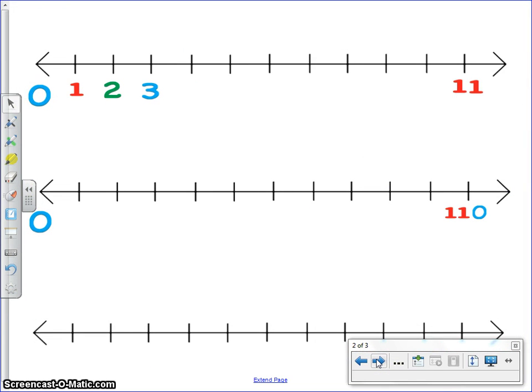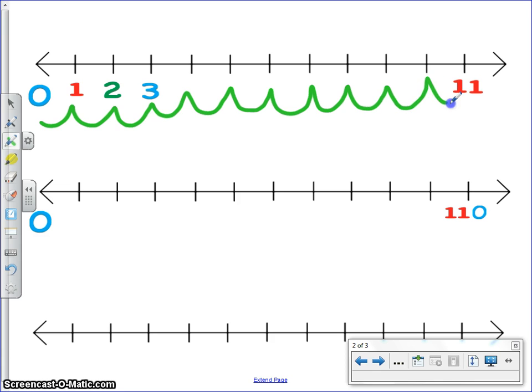Number lines, like this first one up here, can start at 0. Notice how they have arrows, because number lines keep going on in both directions forever and ever. Number lines can start at 0 and increase by one digit: 1, 2, 3, 4, 5, 6, 7, 8, 9, 10, 11. And it can increase by 1 the whole length of that number line.